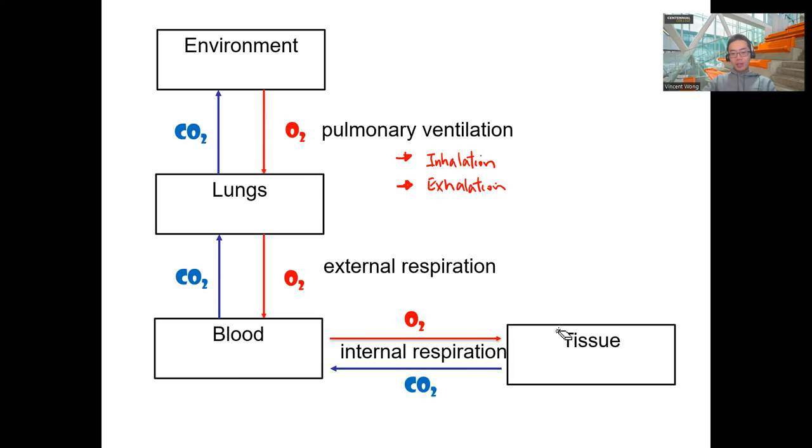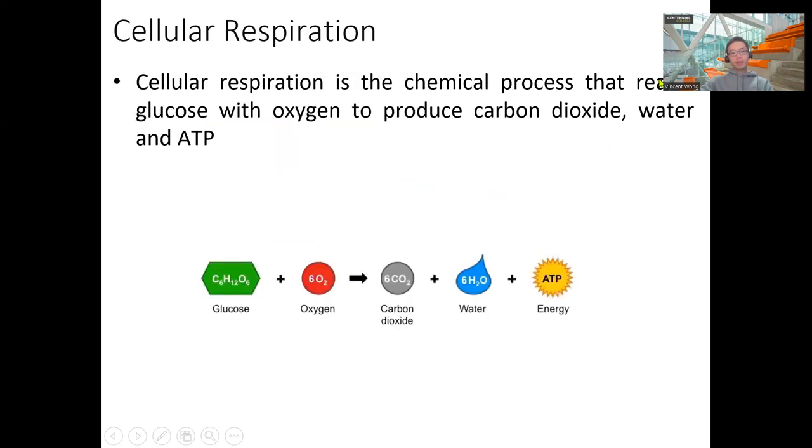And of course, inside the tissue, we also have cellular respiration. Okay, and that just shows the many barriers that the oxygen has to cross before ultimately ending up in our cells, where we will be able to use it to combine it with glucose and make carbon dioxide, water, as well as ATP. That's the reason why we have to breathe, right? So here is the cellular respiration equation for you again. We learned this in extensive detail last semester in lecture 5.